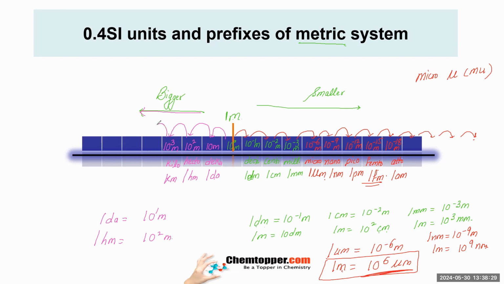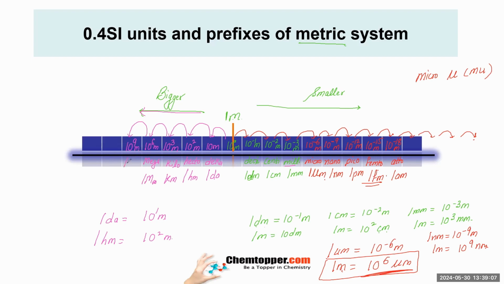Now increase by a factor of 1000. The way here, as you reached milli, the factor became 1000. Every time you were decreasing it by a factor of 1000, here you're increasing it by a factor of 1000. So 10 raised to power 3 will become 10 raised to power 6 meter. And we have mega as a prefix. Megameter. Now again increase by a factor of 1000. It becomes 10 raised to power 9 meter, which is called giga.